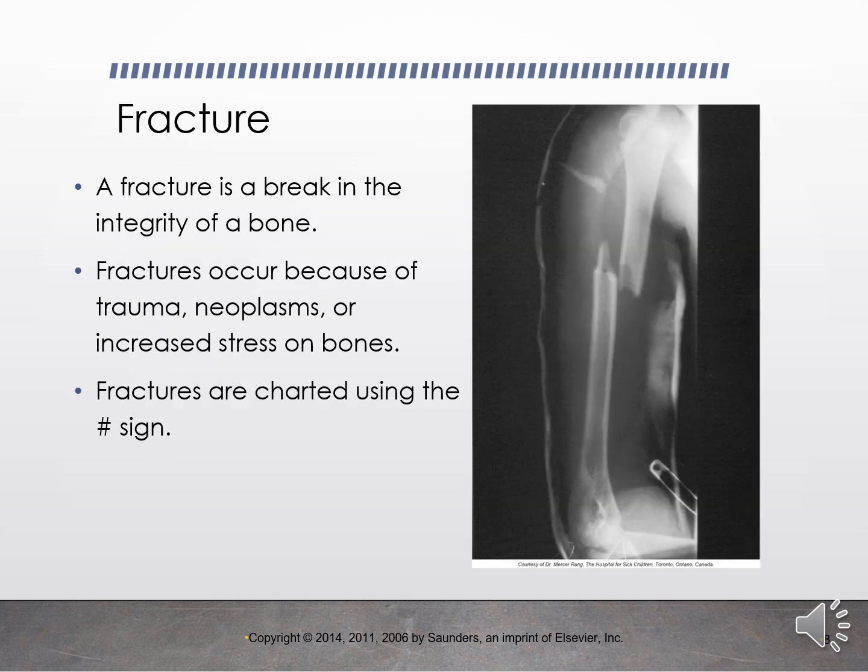So a fracture is a break in the integrity of a bone. Fractures happen because of trauma, neoplasms, which are tumors, or increased stress on the bones. Your book says that fractures are charted using the number or pound sign. I've never seen fractures charted that way. I've seen them abbreviated as FX, though, and you might see that FX.